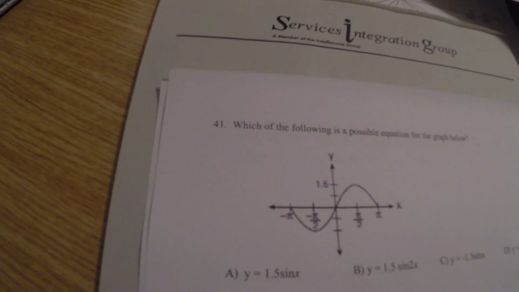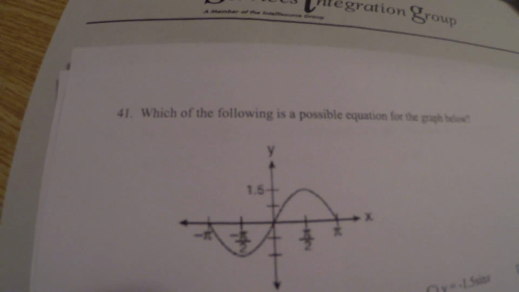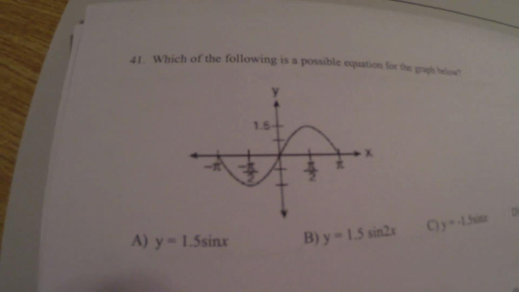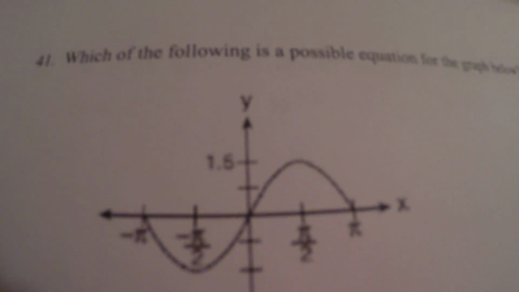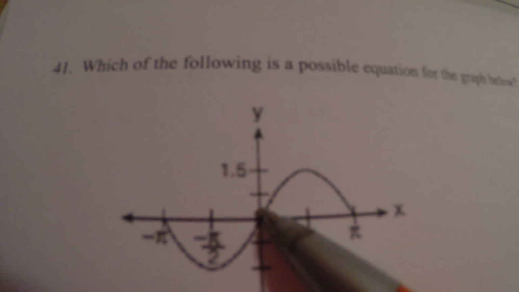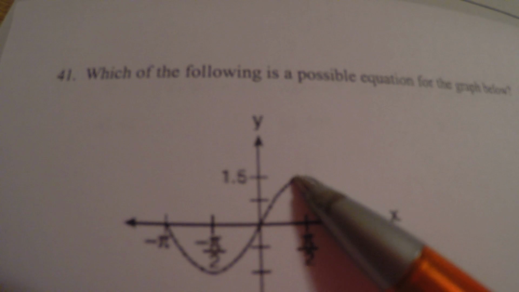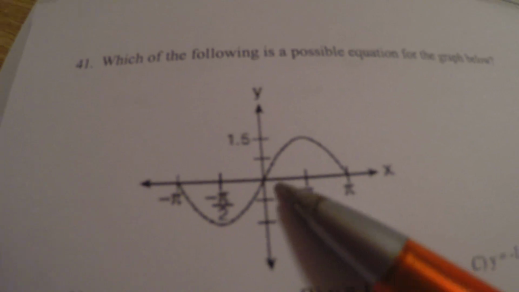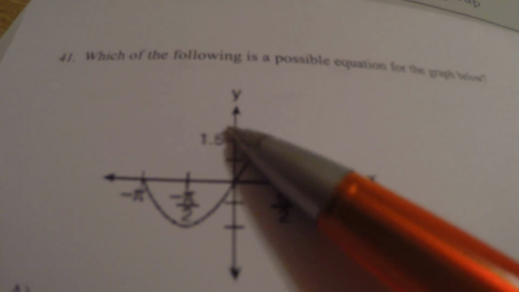Alright guys, we are on question 41, and question 41 says, which of the following is a possible equation of the graph below? And they give you this wonderful graph. If you look at this graph, since it starts at 0 and goes up and down like this, and even though it starts here, I'm starting it here because I think it's clearer whether it's sine or cosine.